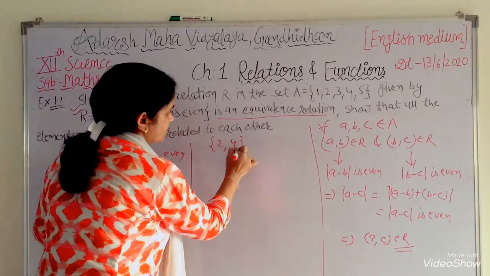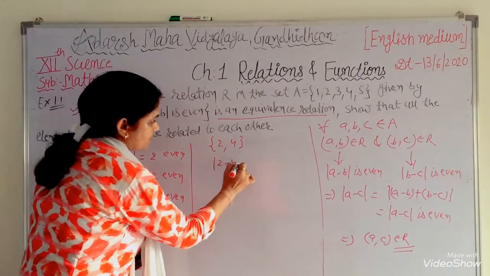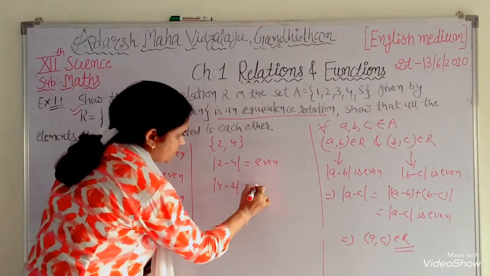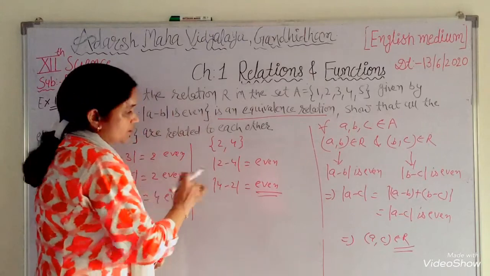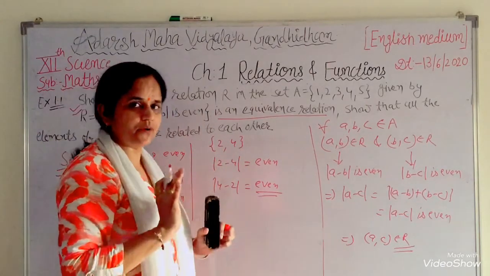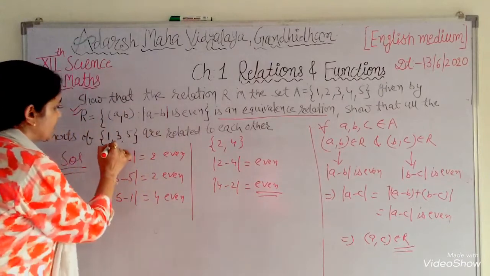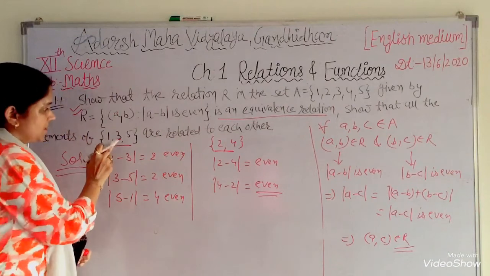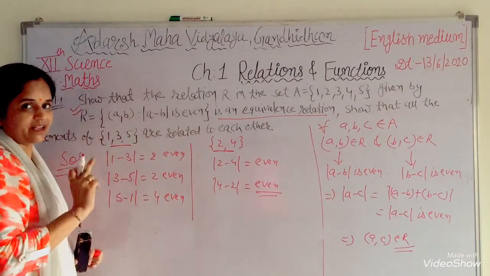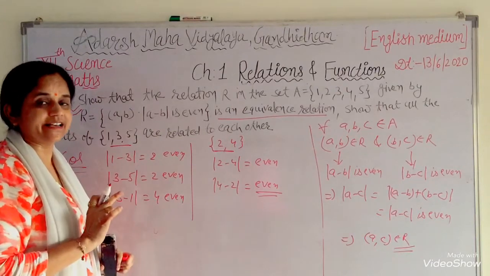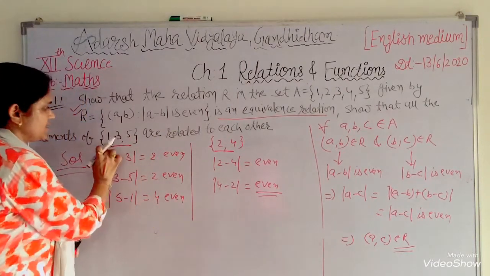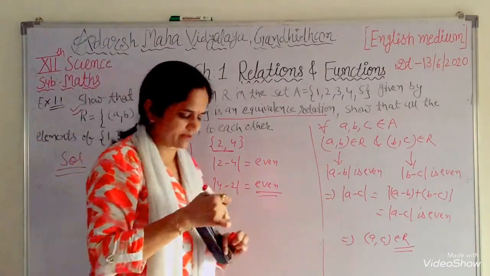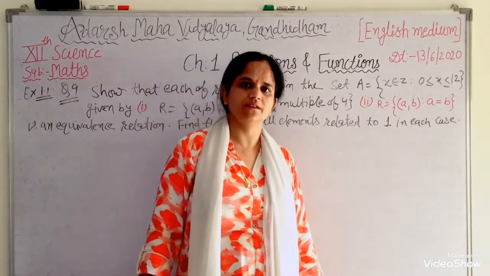The difference of 2 and 4 is even, student. Okay, and 4 minus 2 is also even. So 2 and 4 relate to each other, but for 1, 3, 5 and 2, 4, the difference of an odd number and an even number is not even, it is odd. Therefore 1, 3, 5 are not related to 2, 4. Okay student. Now student, move to the next question.